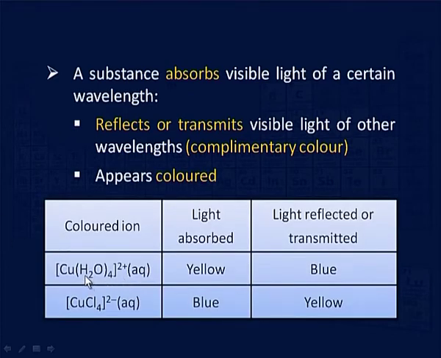So, here is an example of a tetra-aquo copper complex which absorbs yellow color light and it appears blue in color. Similarly, if we have a tetrachloro copper complex, it absorbs blue color light and it appears yellow color, because blue and yellow are complementary to each other.